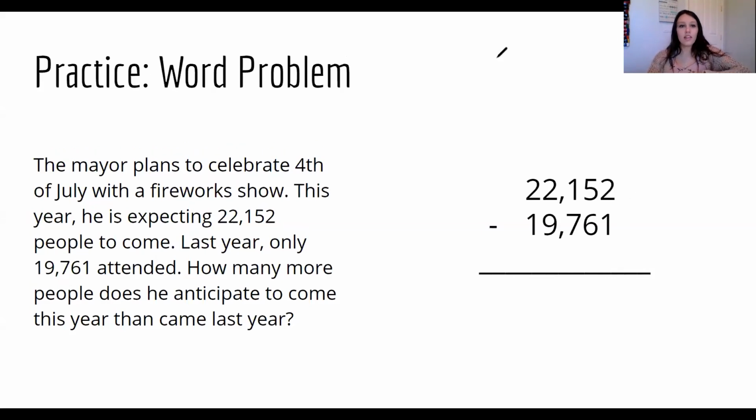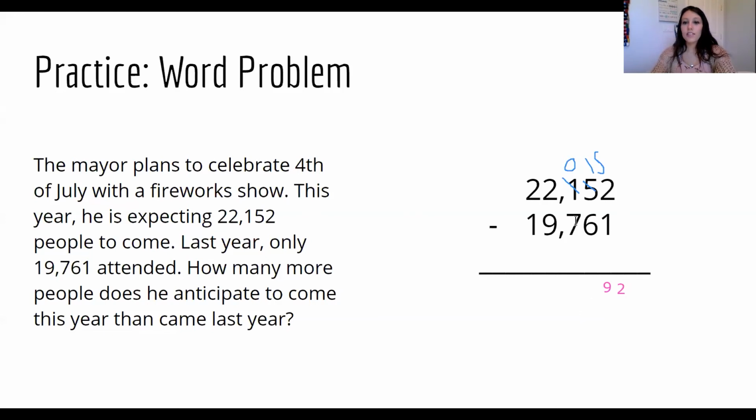2 minus 1 is going to be 2. So we're going to write a 2 in our ones place. 5 minus 6. Can't do that, right? So we're going to go over to our hundreds place, and we're going to borrow from that. We're going to take this 1, and we're going to turn it into a 0. And this 5 is going to become a 15. Because we moved that bundle of 10 over to the right instead of keeping it where it was. So 15 minus 6 equals 9. So I'm going to draw a 9 right here.